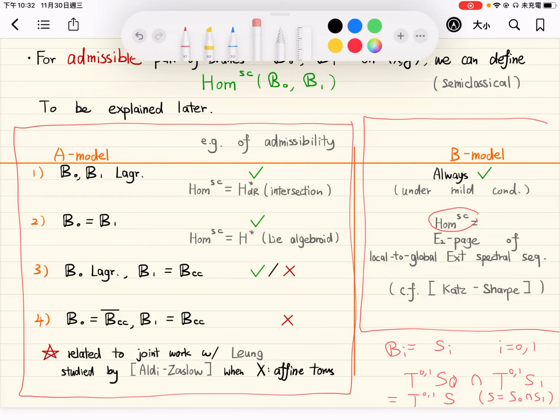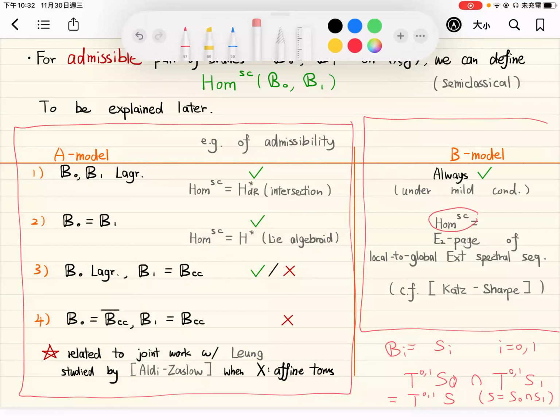So the point is that we would like to find a complex distribution on the intersection. Let me assume everything is smooth, the intersection is smooth as well. Then we want to have an elliptic complex distribution on the intersection. And if we have this one, we think that we can define the semi-classical Hom by taking a cohomology with respect to this complex distribution.